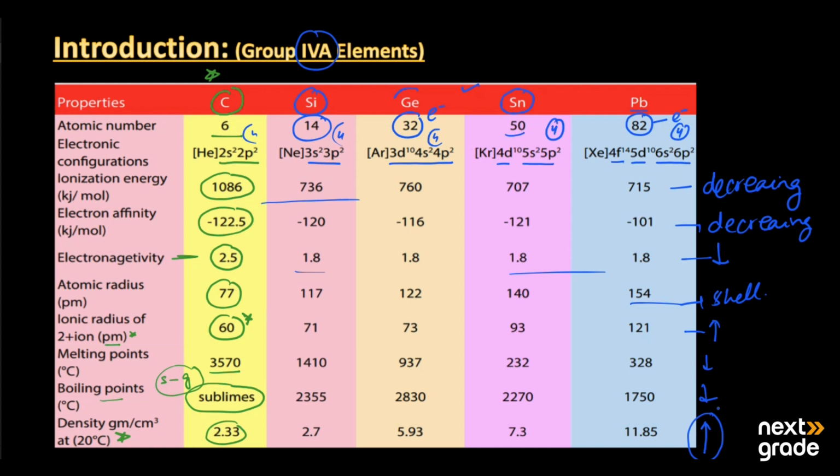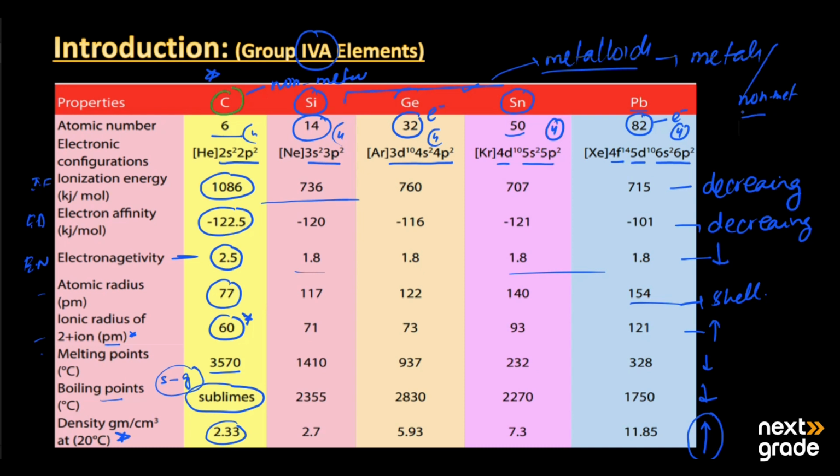These are some properties of the group 4 elements, that is, their different trends of ionization energy, electron affinity, electronegativity, radius, and so on. The first element of group 4 is carbon. It is non-metal in nature. On the other hand, silicon, germanium, tin and lead are mainly known as metalloids, which have properties of both metals and non-metals.